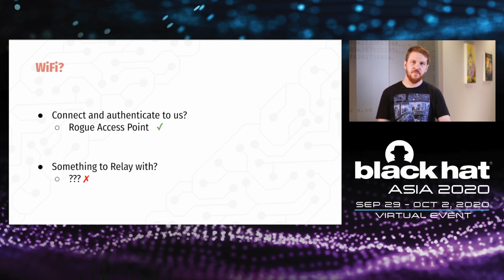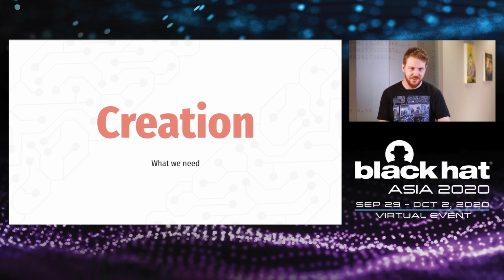So in the Wi-Fi world, we have that first portion. We can trick people into connecting to us. This is basically what a rogue access point is, just standing something up with the same name. But we don't have the ability to handle that authentication and pass it off to someone else to handle for us. So that's what I created.